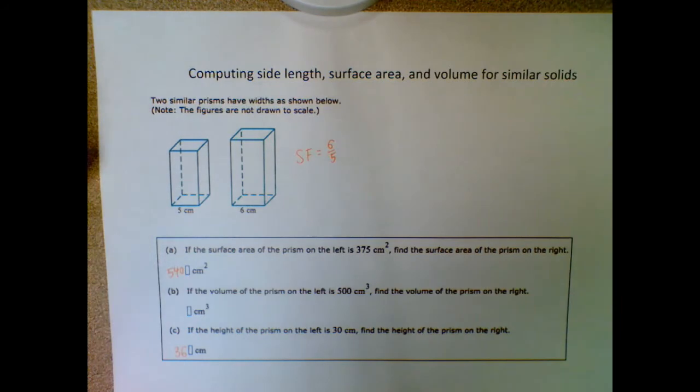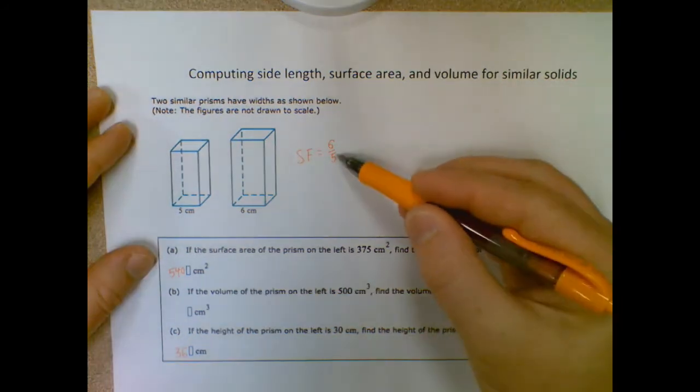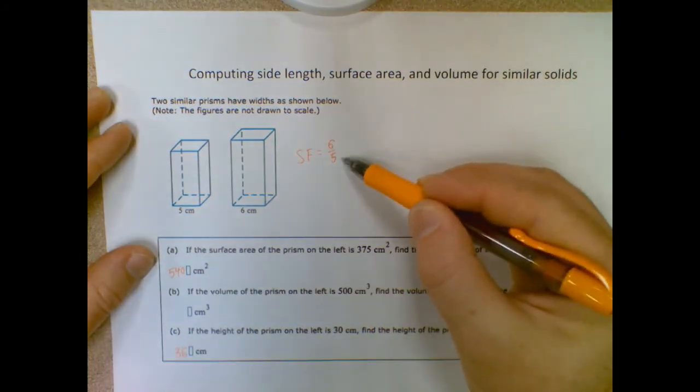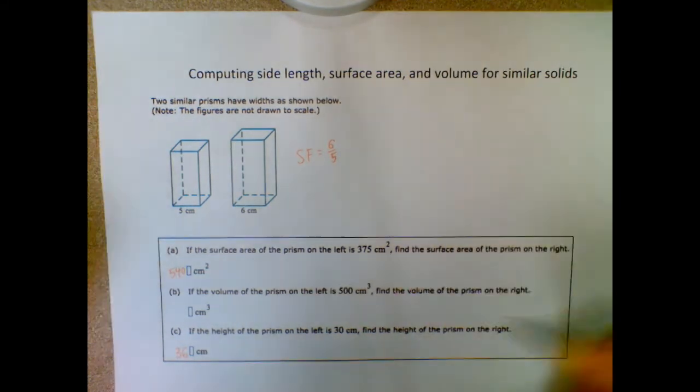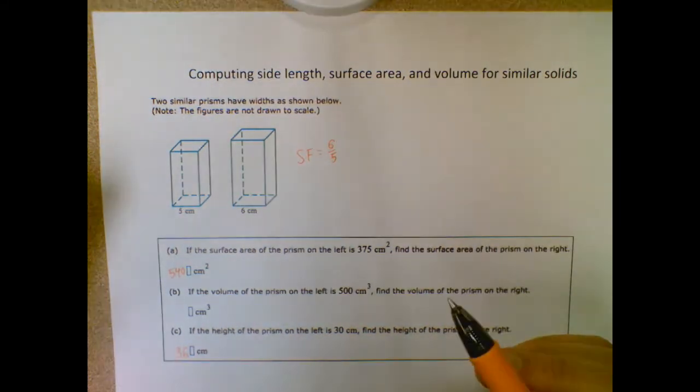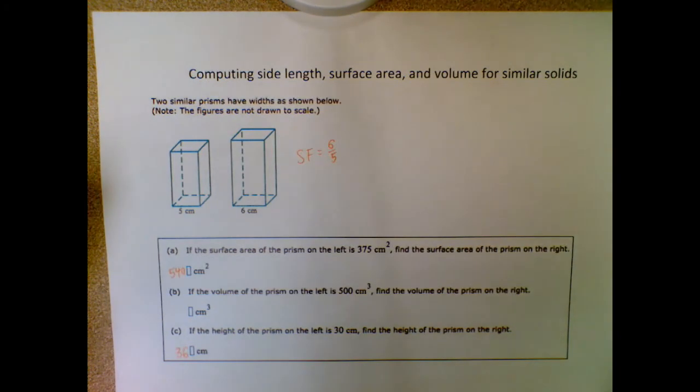The other thing you can do is you can just square it. You could do 6/5 squared and get 36 over 25 and do that times 375. It's the same thing. It's multiplication, so you can do it in whatever order you need to.